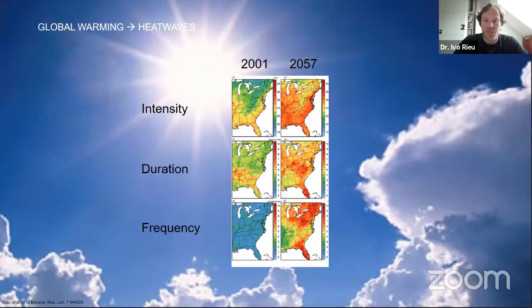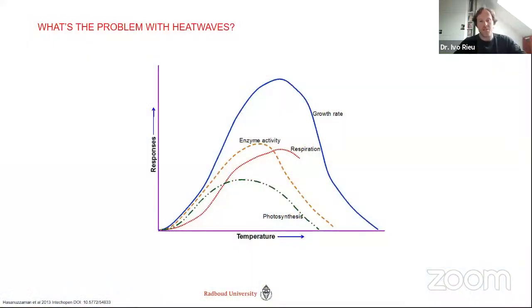Here's a prediction between 2001 and 2057. It's for the US, but I'm sure you can apply this to many regions around the world. You can see that there is predicted a higher frequency of heat waves, but also the duration of each heat wave will be longer and the intensity, so the absolute temperature, will also be more extreme. So we're really facing a problem here. And why are we facing the problem as a society? Because plants, well, all organisms, but also plants, are very sensitive to changes in temperature.